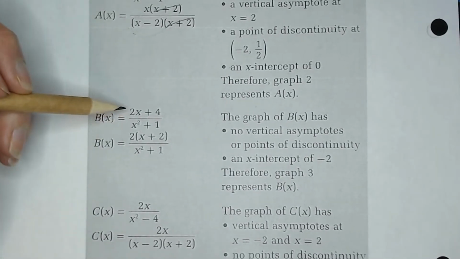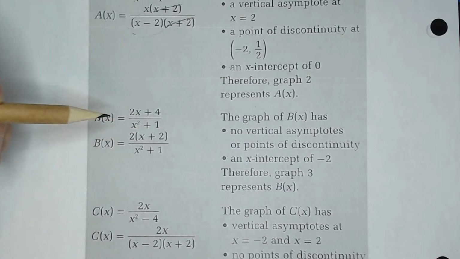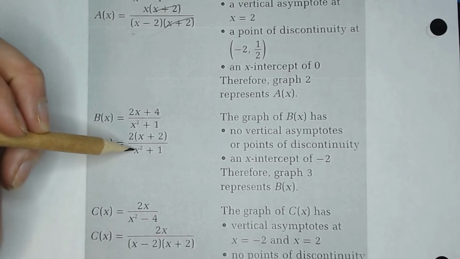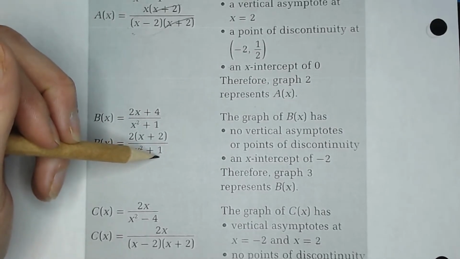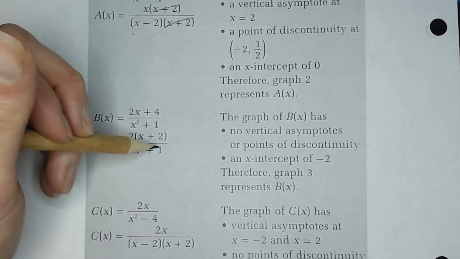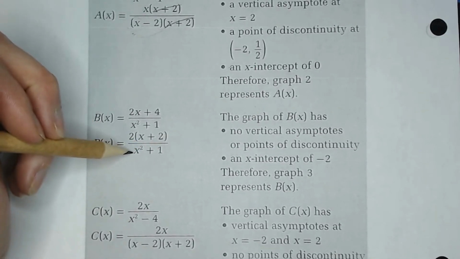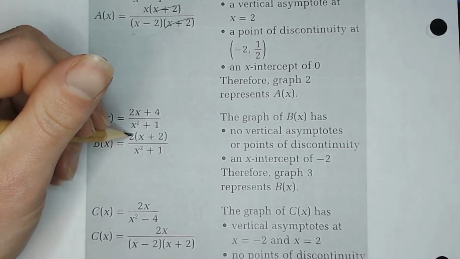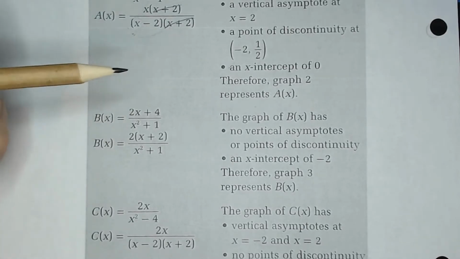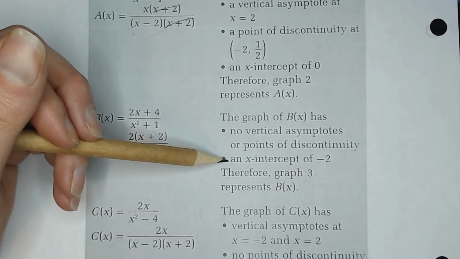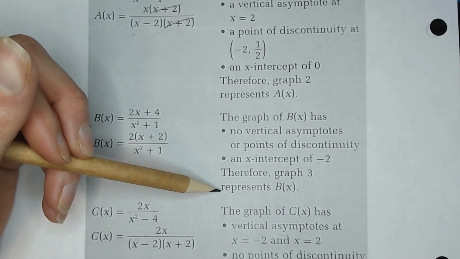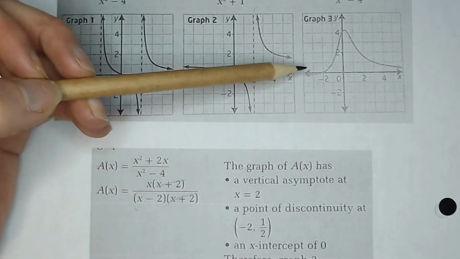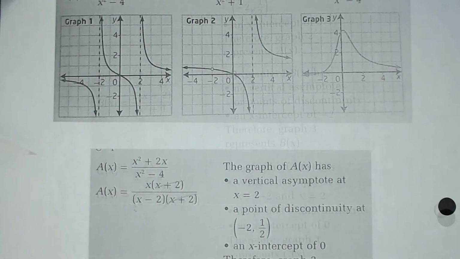In b of x, we have 2x plus 4 over x squared plus 1. You can factor out a 2 from the top, giving x plus 2, and x squared plus 1 on the bottom. This is not able to be factored, and there's also no vertical asymptotes because the degree of q of x is greater than the degree of p of x. And you have an x-intercept of negative 2, therefore graph 3 represents b of x. So because there's no asymptotes, it's really clear that b of x is represented by graph 3.